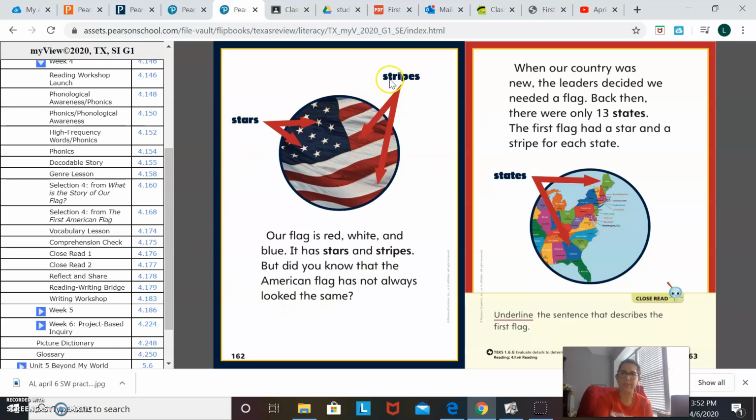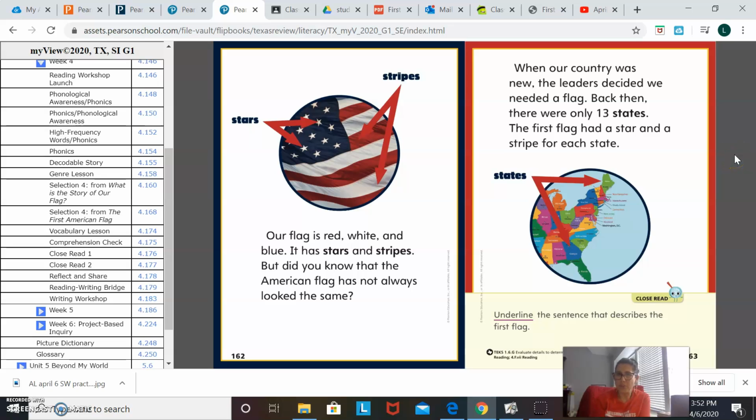And these are these words here that are pointing, and it tells us more about the picture that we're looking at. So this says stars, and it's pointing to the stars on the flag. And then stripes, pointing to the stripes on the flag.